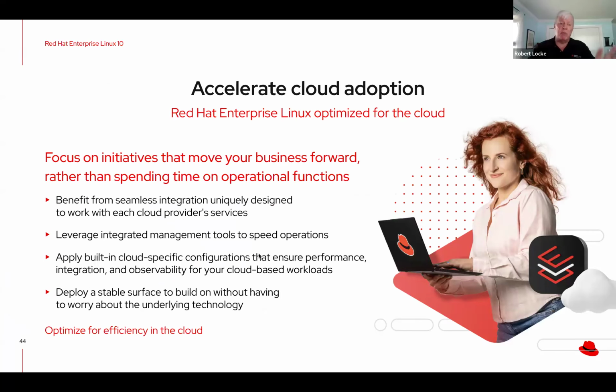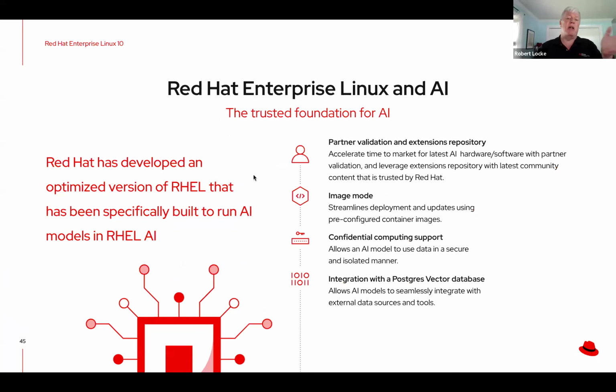As part of implementing RHEL AI and doing your artificial intelligence, we need to continue to accelerate cloud adoption. So optimizing for efficiency in the cloud is a key requirement for us. RHEL AI, as I mentioned, these new capabilities, image mode, confidential computing, and integration with the Postgres vector database are all included. And the MCP capability is something we will be adding soon.